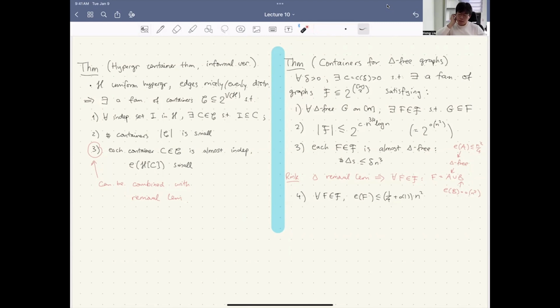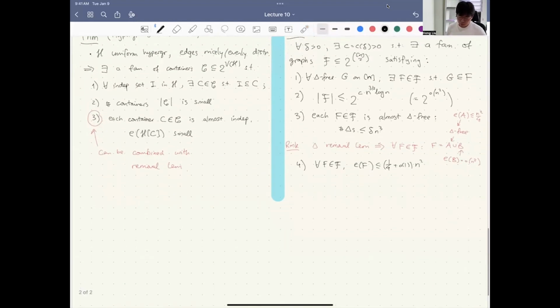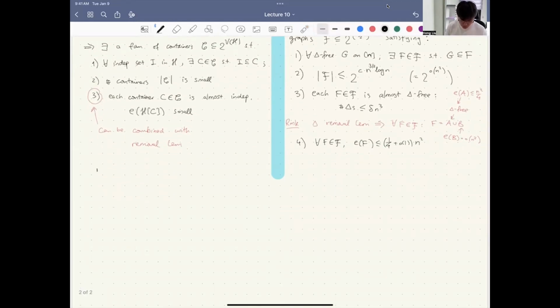Now, let's talk about a special family of triangle-free graphs. We've seen this Erdős, is it Kleitman and Rothschild? I believe so. Oh, wait a second.